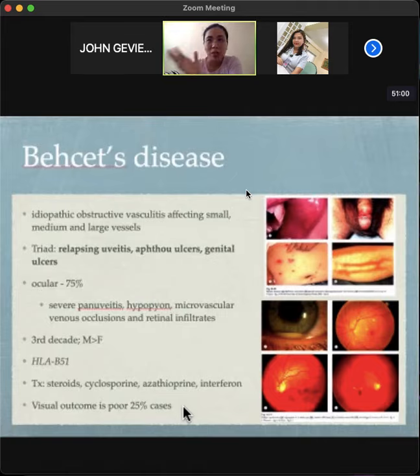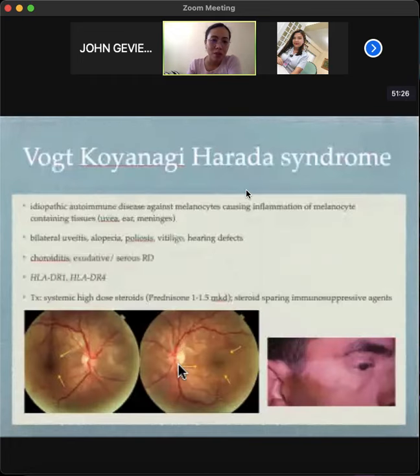During the board exam, they usually ask about these HLA antigens: B51, B27, DR4. You should remember that. For VKH it would be HLA-DR1, DR4. So lastly would be VKH.